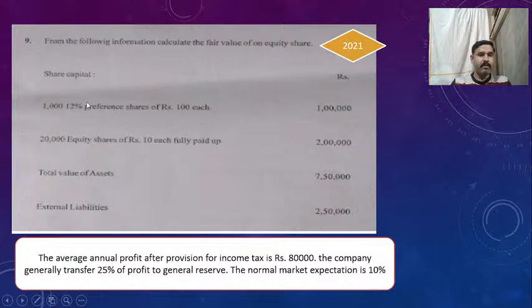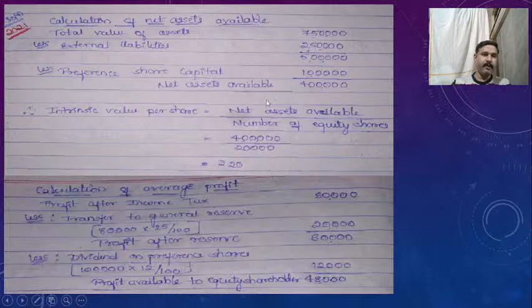Share capital: 1,000, 12% preference shares of 100 each, then 20,000 equity shares of 10 each, fully paid up, 2 lakh. Total value of assets 7 lakh 50, external liabilities 2 lakh 50. The average annual profit after provision for income tax is 80,000. The company generally transfers 25% of profit to general reserve. The normal rate of expectation is 10%. So this also we have discussed. Please solve it, and the solution is also done over here.